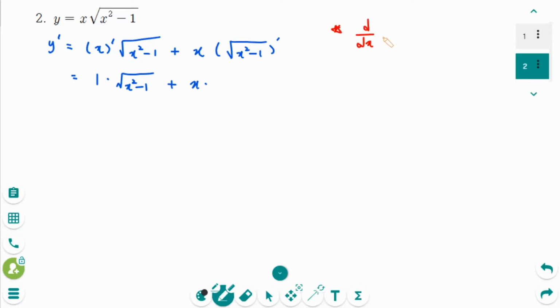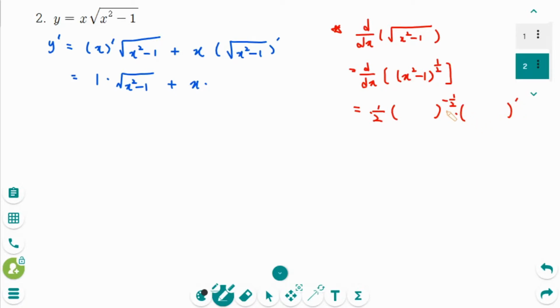the derivative of square root of x squared minus 1 equals d dx. We can rewrite as (x squared minus 1) to the power of 1 over 2. Use the general power rule. Think x squared minus 1 equals u. So 1 over 2 u to the power of minus 1 over 2 times u prime. Keep the inner function.